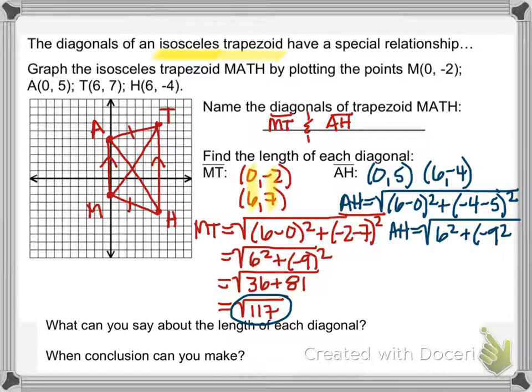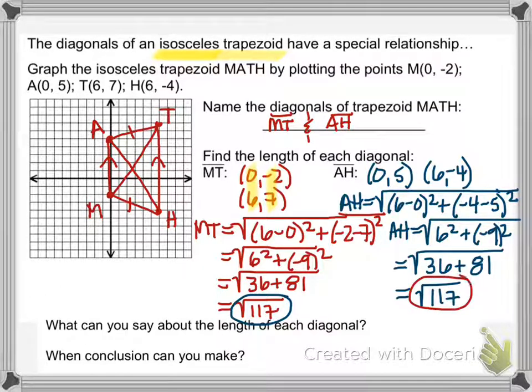Notice these are the exact two numbers we had on the other one, but we're going to keep going. 6 squared is 36, -9 squared is positive 81, and of course when you add those, you're also going to get square root of 117. So that's the length of diagonal AH.